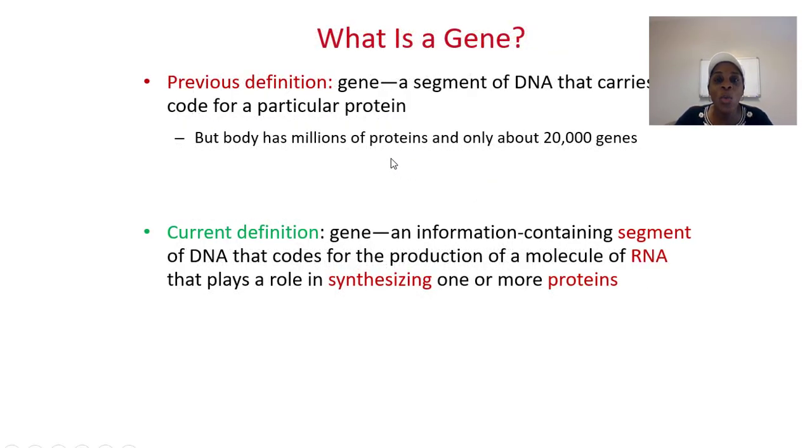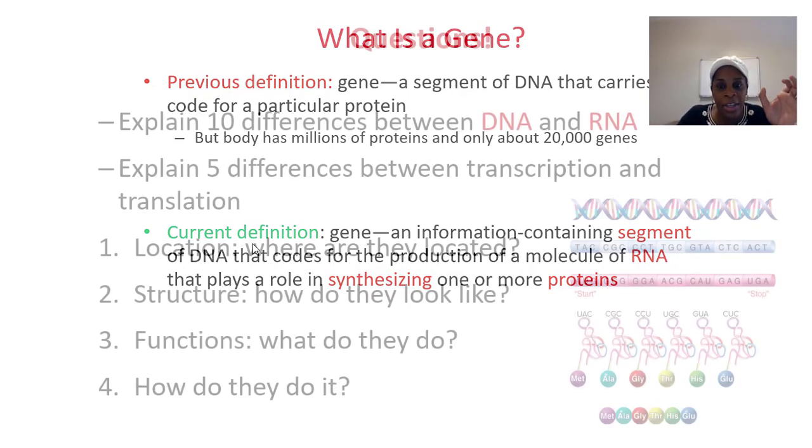So at the end, what is the gene, right? The first definition of the gene we say is a segment of DNA that carries the code for a particular protein. But if you want to go into detail, you can say a gene is an information-containing segment of DNA that codes for the production of a molecule of RNA, remember, mRNA, that plays a role in synthesizing one or more proteins. So making protein from mRNA, which came from a gene. A specific part of the DNA is called a gene, right?